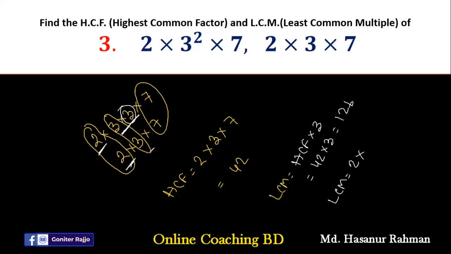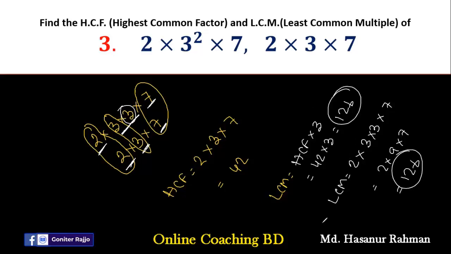Now there are 2, 3. There are 1, 3. So how many 3 can you take? 2, 3. 3 into 3. Now there is 1, 7. There is 1, 7. So we can take 1, 7. So 2 multiplied by 9 multiplied by 7. Now if we multiply 7 9 is 63. 63 multiplied by 2, that is 126. Look, both ways you will get the same answer.